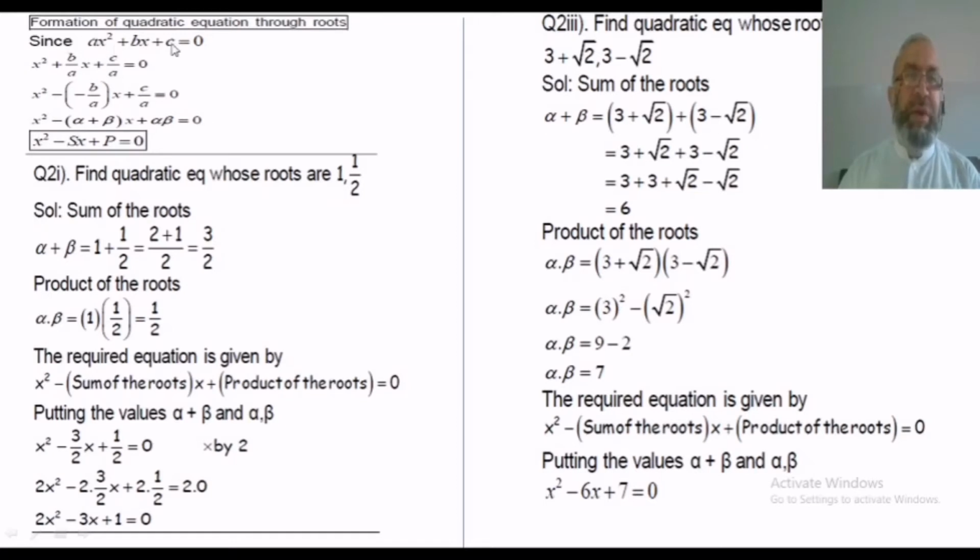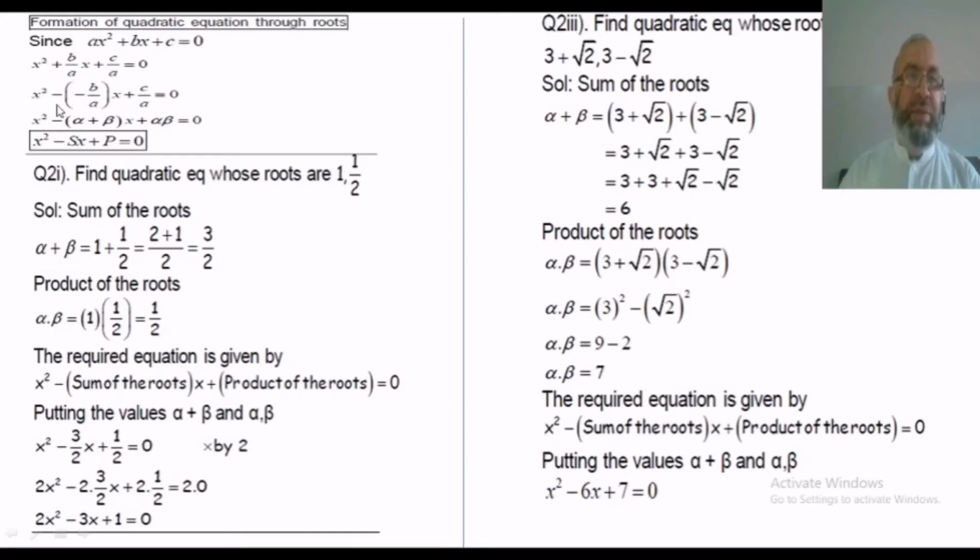Write the standard form of the quadratic equation. Again dividing the whole equation by a, the coefficient of x square, it becomes x square plus b by a x plus c by a. Or we can write this as x square minus b by a.